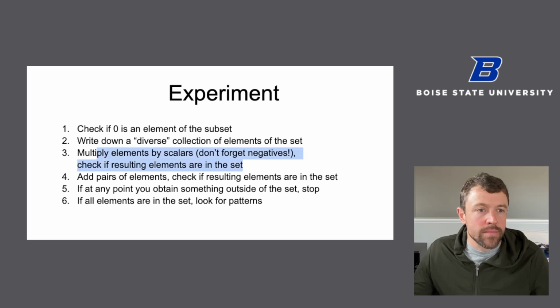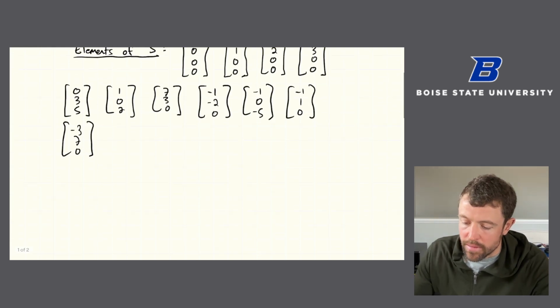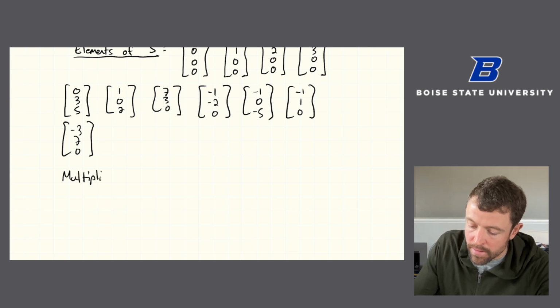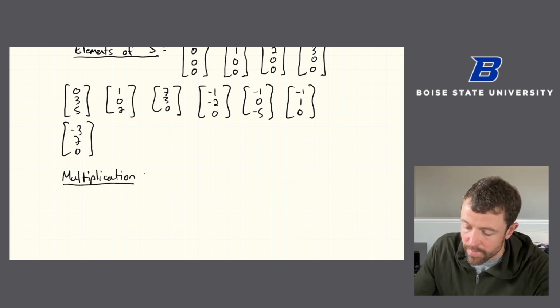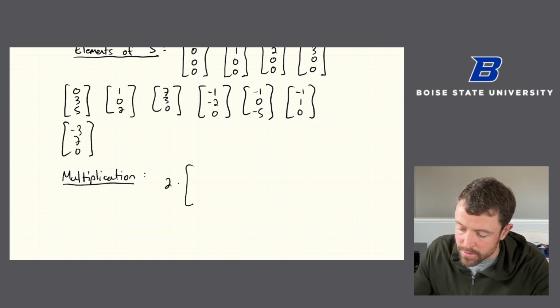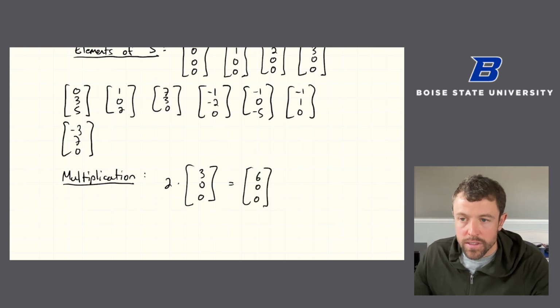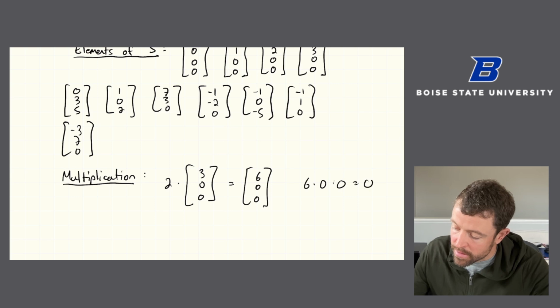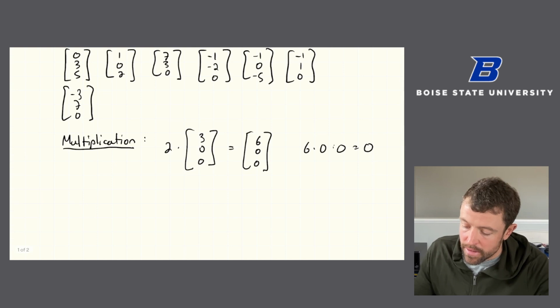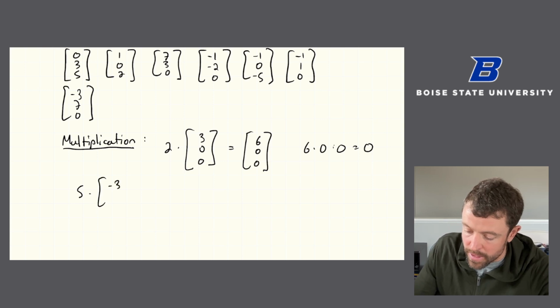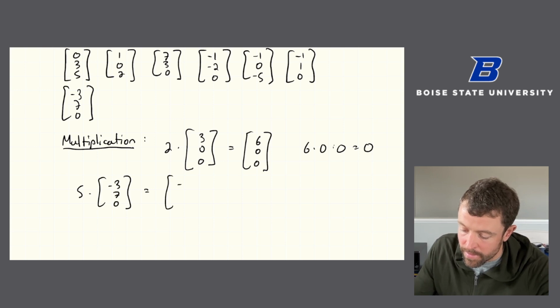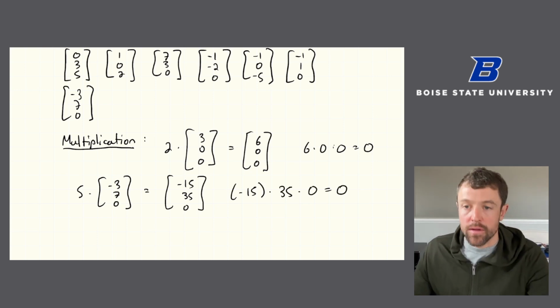I'm going to check scalar multiplication. And by check scalar multiplication, I mean I'm just going to start multiplying things by scalars. I have my elements here, so let's just choose an element, and I'll multiply it by something. I'll multiply 2 times, I don't know, 3, 0, 0. This resulting element is in the set, right? 6 times 0 times 0 is 0. And I could do something like 5 times -3, 7, 0. And I can confirm that this is an element of the set. When I multiply the coordinates, I get 0.